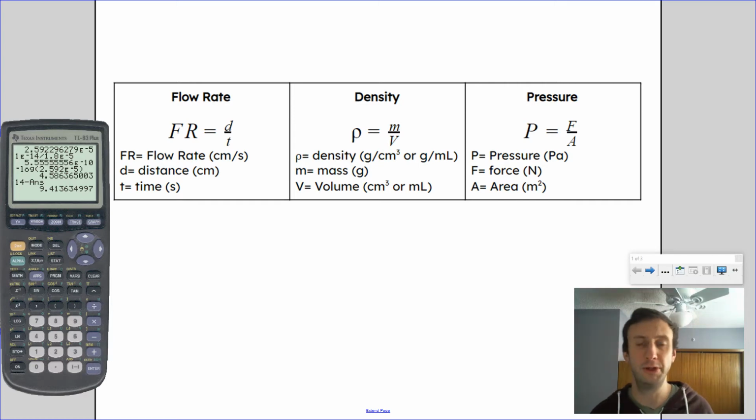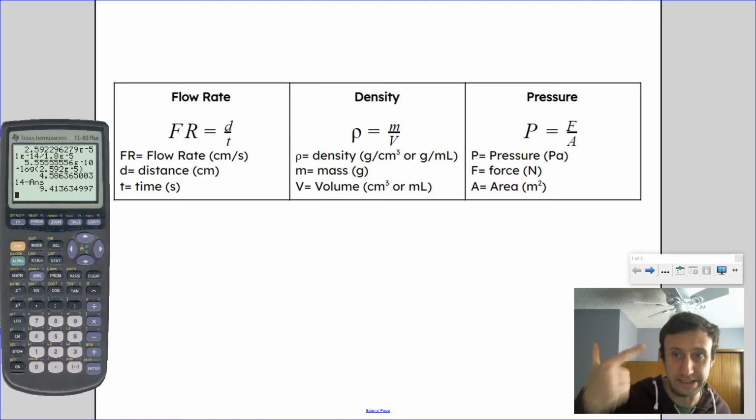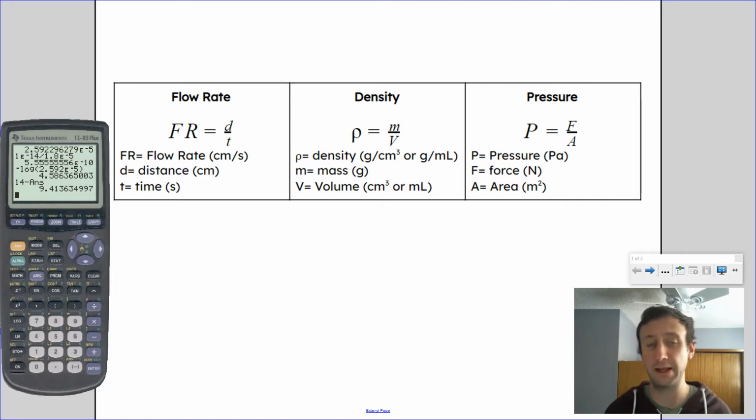Hey, so a quick review and some examples of what you've learned so far for fluid calculations, mainly flow rates, density, and pressure. Now, we're not dealing with manipulating these. We're only finding flow rate, density, and pressure. We're not finding the other variables when we're going through this. That's something we're going to save for grade 9 and grade 10.